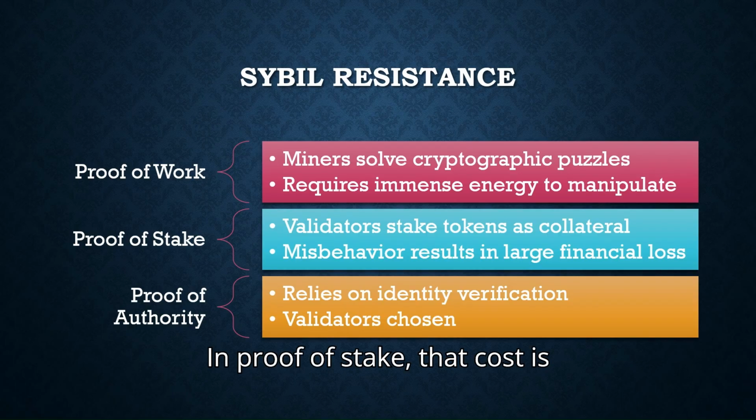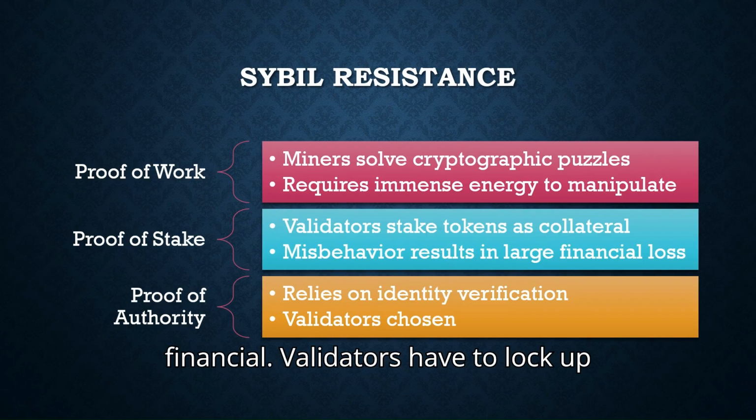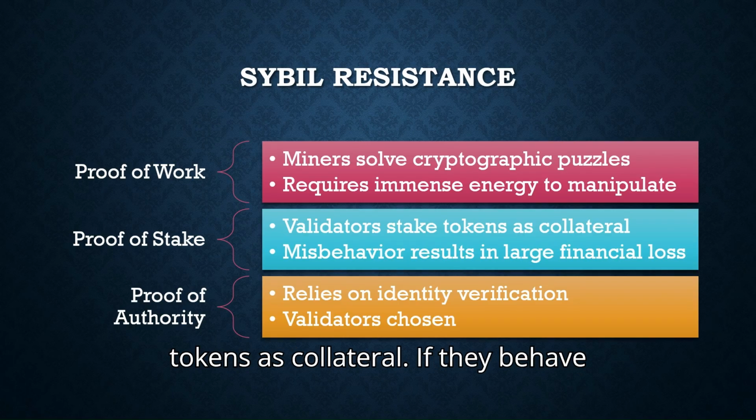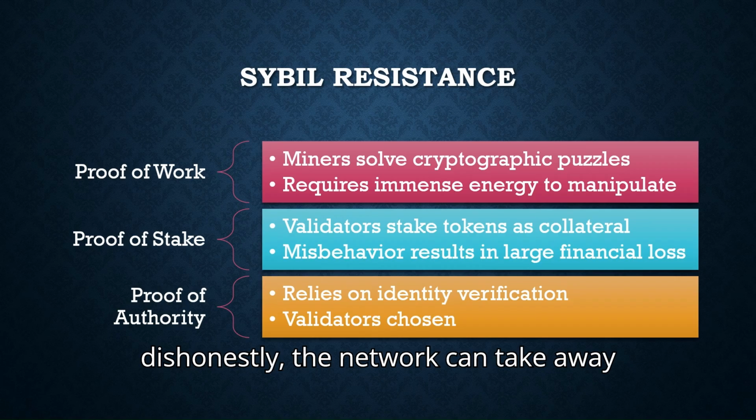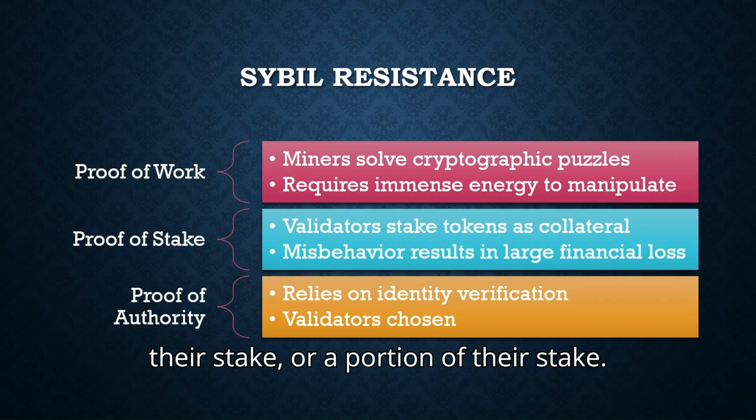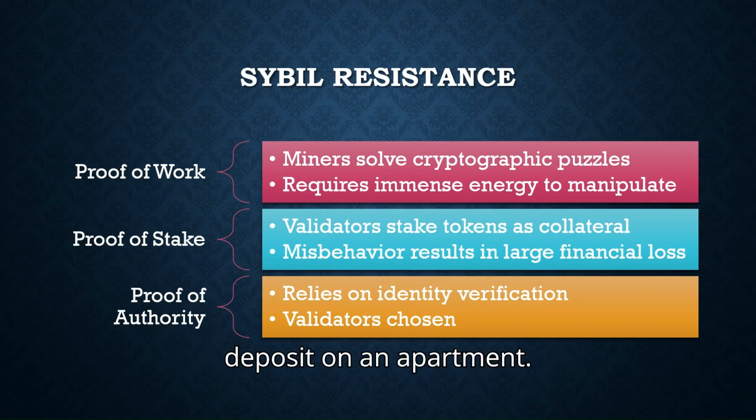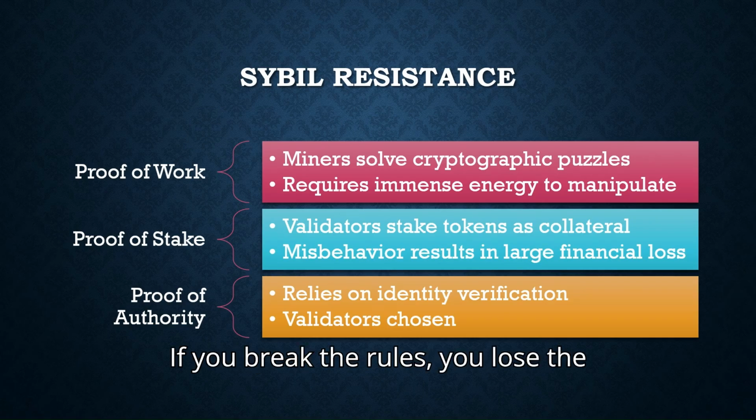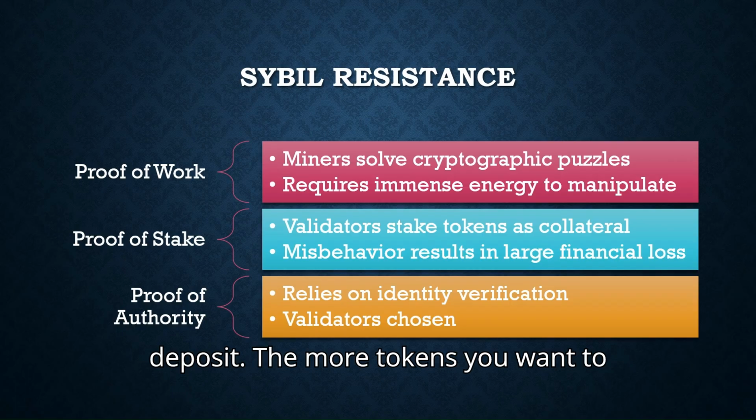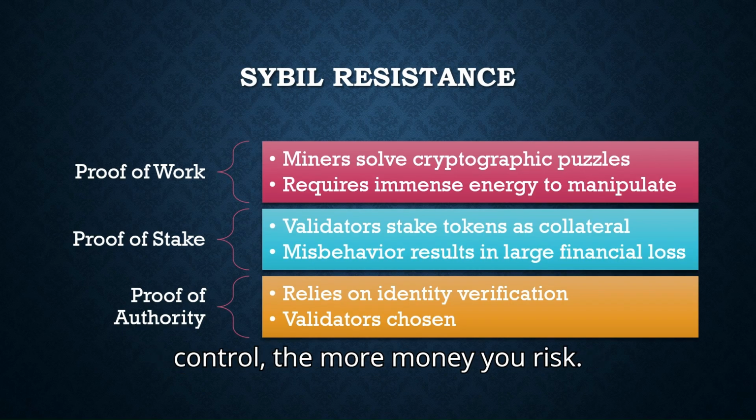In proof of stake, that cost is financial. Validators have to lock up tokens as collateral. If they behave dishonestly, the network can take away their stake, or a portion of their stake. Imagine putting down a huge security deposit on an apartment. If you break the rules, you lose the deposit. The more tokens you want to control, the more money you risk.